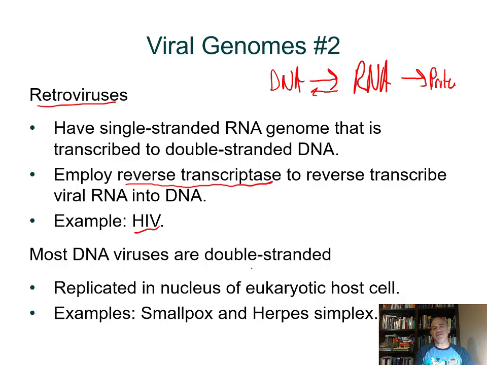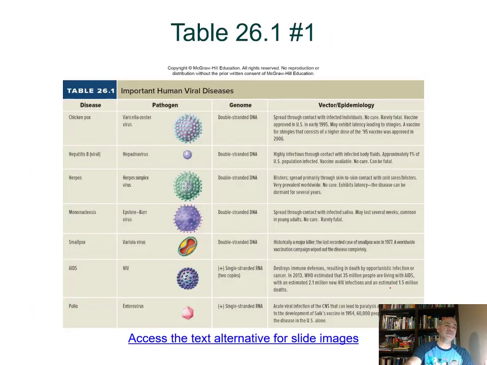Now, most DNA viruses are going to be double-stranded, and the viral genome is replicated within the nucleus of the eukaryotic host cell, and they include smallpox and herpes simplex viruses. Here's a table showing some of the viruses that affect humans and cause disease.